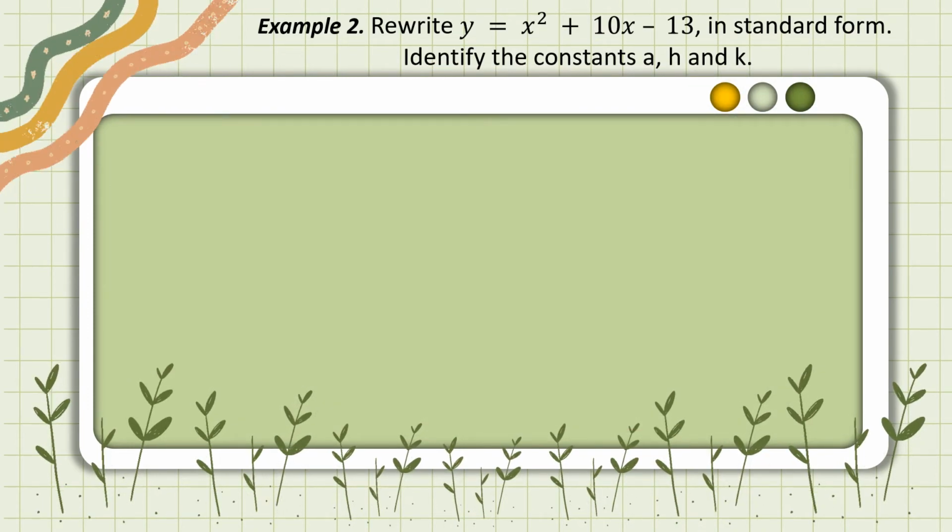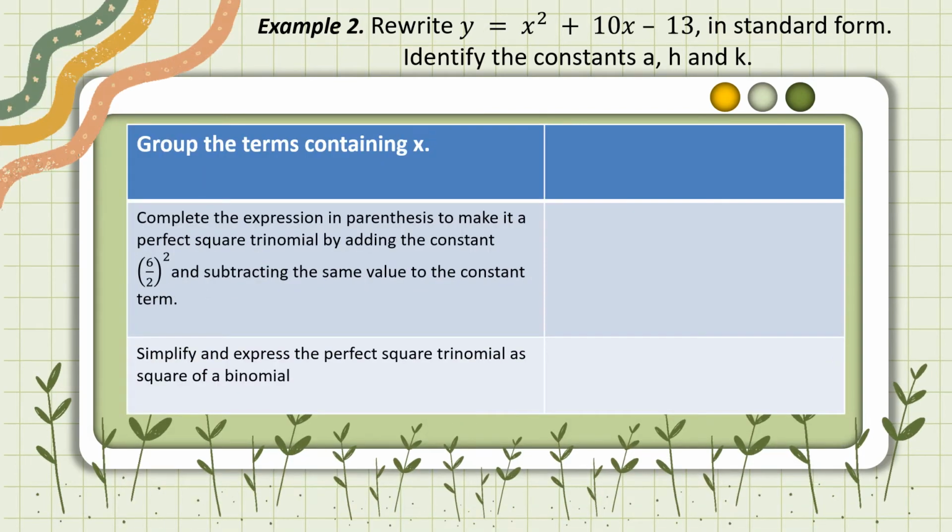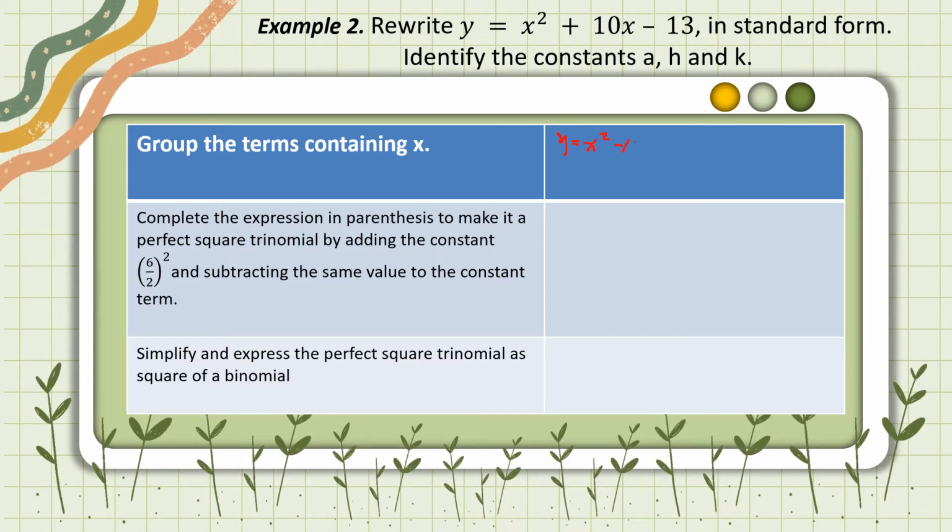Rewrite y is equal to x squared plus 10x minus 13. So, kailangan po nating i-rewrite po yan. Ang sabi po kanina, we need to regroup the term containing x. So, magiging y is equal to x squared minus 10x. Yan po yung regrouping natin.